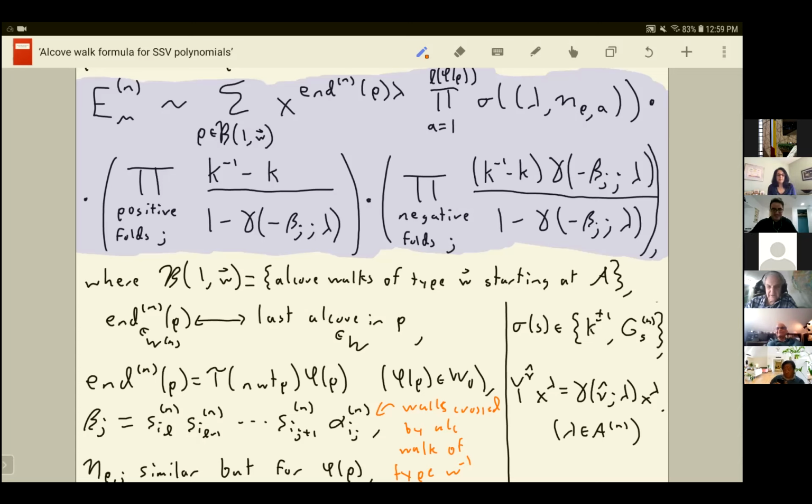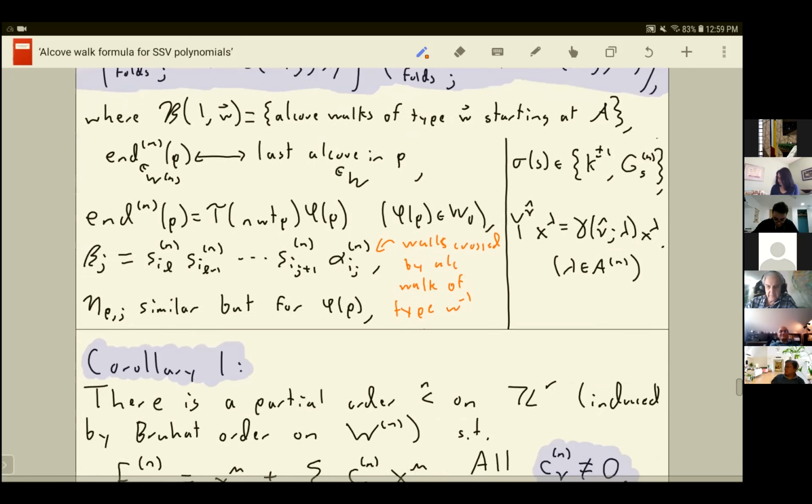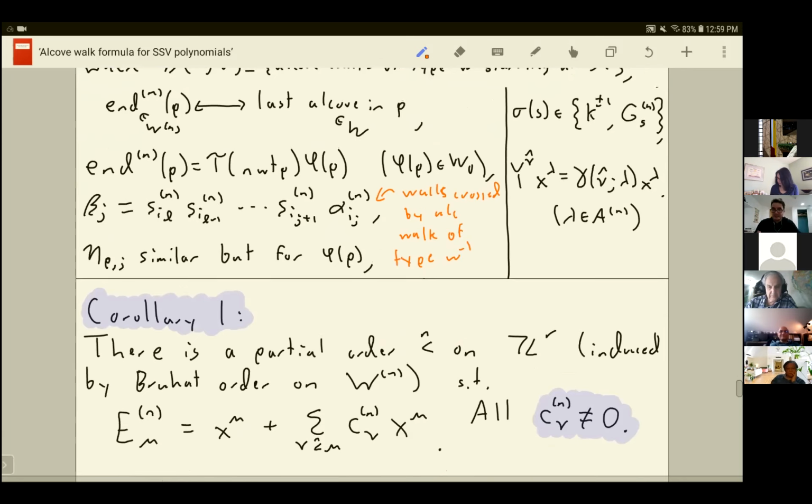Thank you. So, okay, so we have this scary looking formula. Let's see what we can do with it. The first corollary is a triangularity result, like what we had for Macdonald polynomials. There's some new partial order. This one depends on n, and really it comes from the Bruhat order on Wn. And these E mu n's are triangular with respect to that partial order. So E mu is x to the mu plus lower terms.